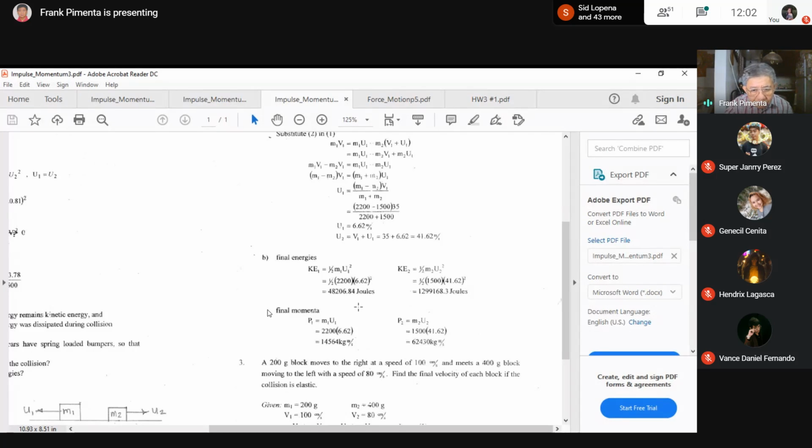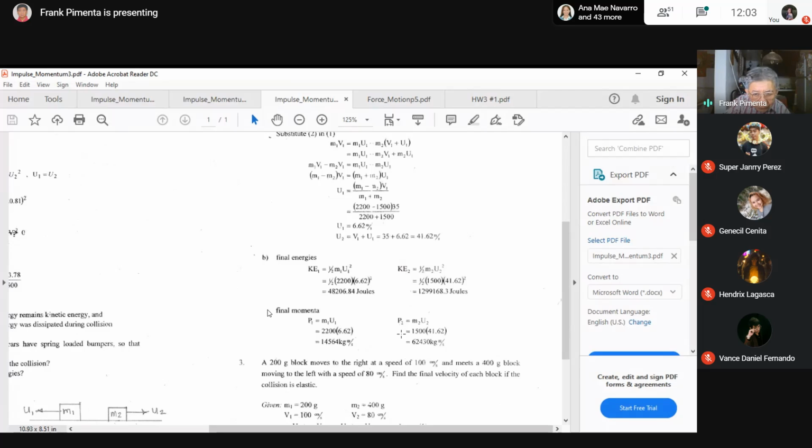The final momentum: momentum of 1 is M1 U1, momentum of 2 is M2 U2. So the final momentum now for 1 is 2,200 times 6.62, equal to 14,564 kilogram meter per second.